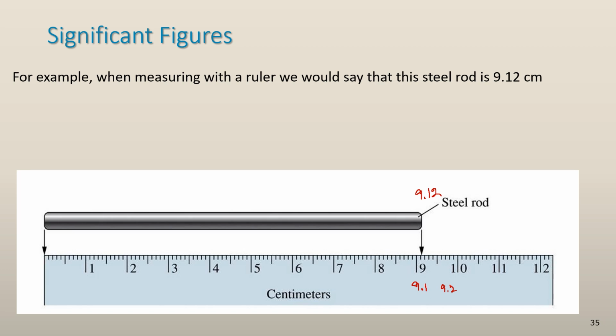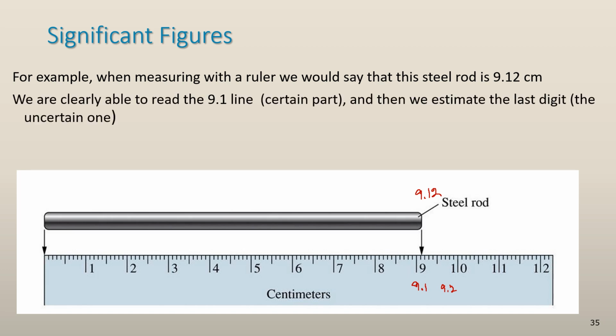Now, probably you wouldn't say 9.18 because it's not that close to the 9.12. But anyway, that last digit, we're clearly able to read the two certain parts, 9.1. We estimate the last digit, which is the uncertain one. And those are the kind of measurements that you're going to be needing to do in lab. We always want to estimate our last digit and report it.